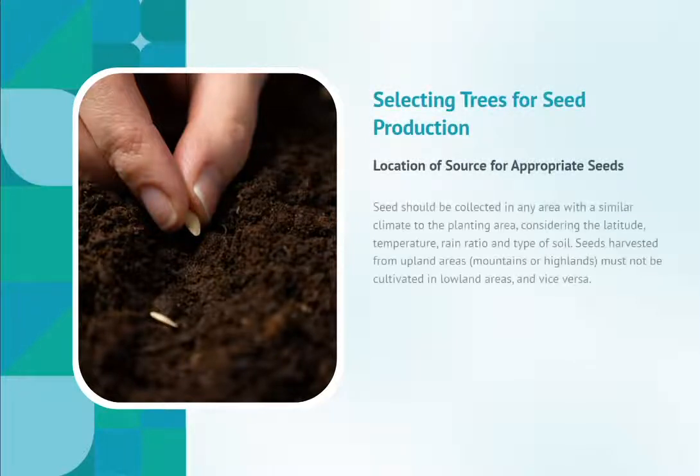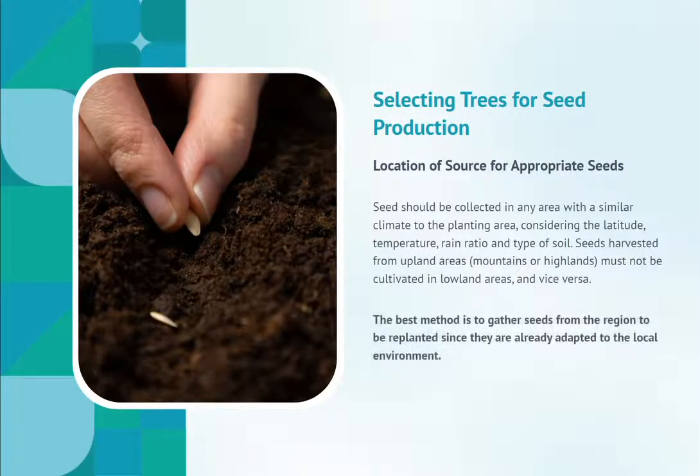Location of source for appropriate seeds. Seeds should be collected in any area with a similar climate to the planting area, considering the latitude, temperature, rain ratio and type of soil. Seeds harvested from upland areas, mountains or highlands, must not be cultivated in lowland areas, and vice versa. The best method is to gather seeds from the region to be replanted since they are already adapted to the local environment.